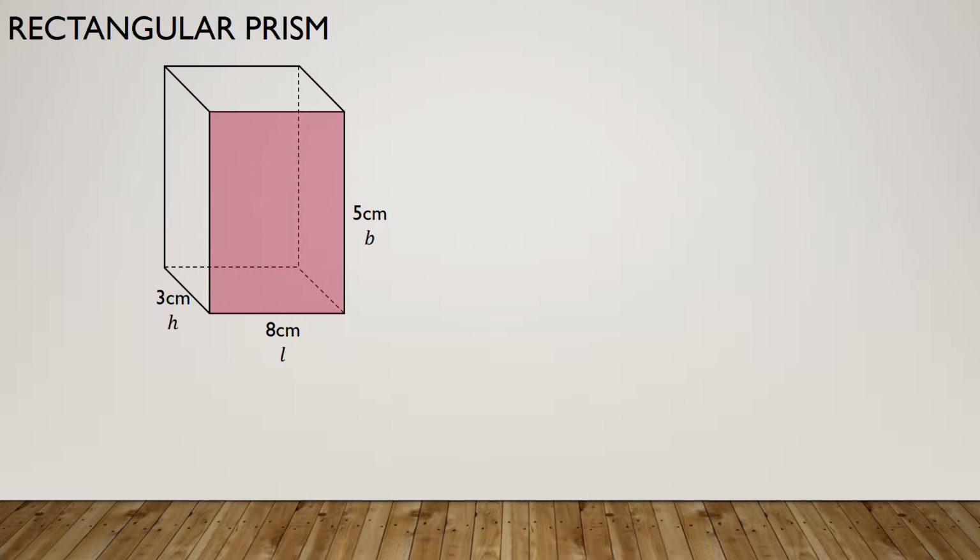I know that the shape is made up of two of the same rectangles at the front, two of the same rectangles on the left and right, and then two of the same rectangles top and bottom. So I can calculate them separately. I can also use a formula for a rectangular prism, which I'll get to later on in this video. I'm going to start with working out the area of the front and the back rectangle.